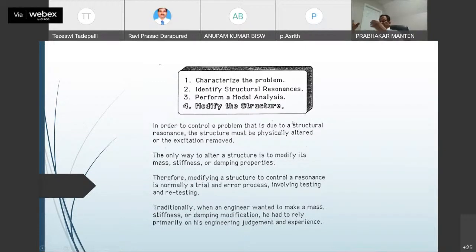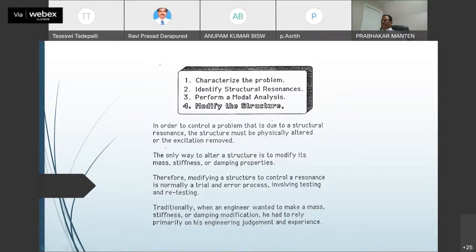Modify the structure. If that is the case, resonance condition and all that, then you got to do something in order to control a problem that is due to a structural resonance. The structure must be physically altered or the excitation removed. Those are the two choices available for us. The only way to alter a structure is to modify its mass or its stiffness or the damping properties.